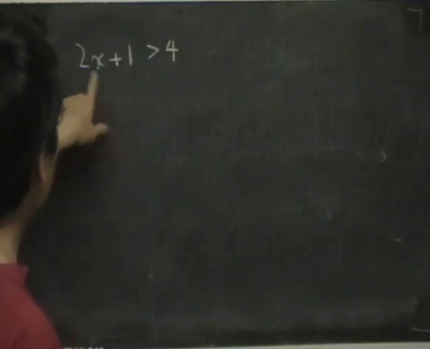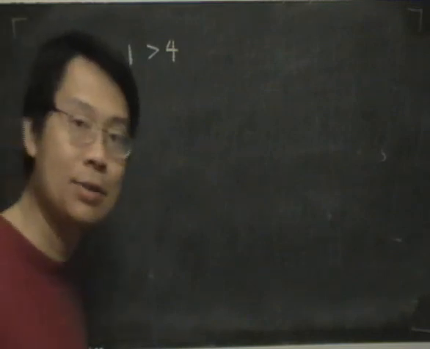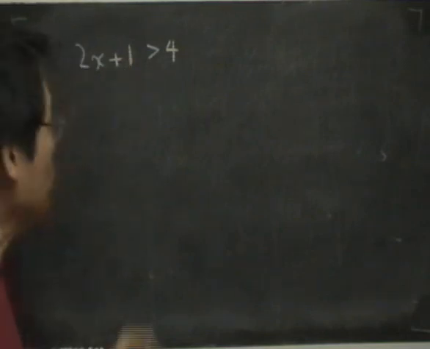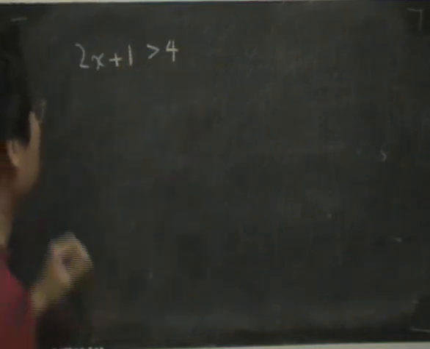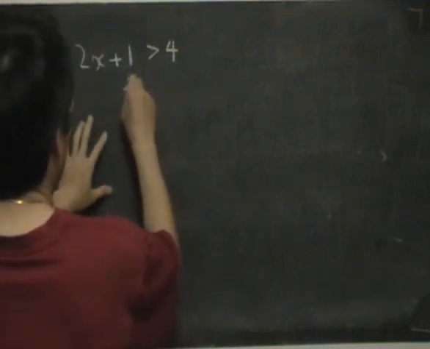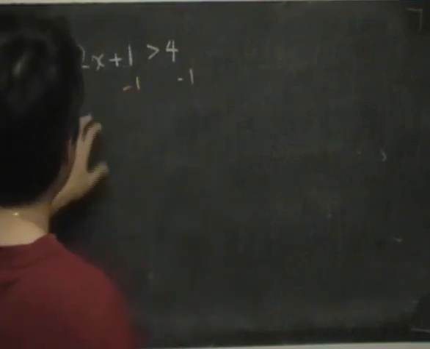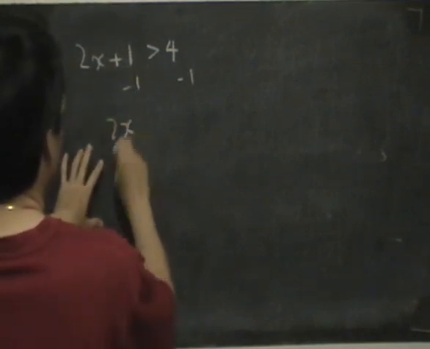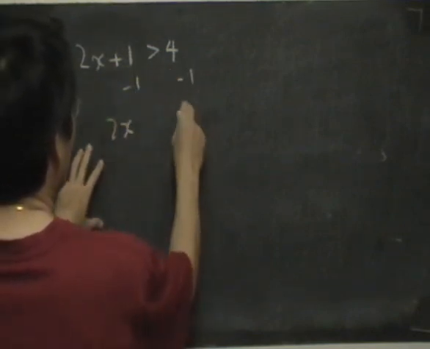Now first of all, I have 2x plus 1 to the left. I would want to get rid of the 1. And I can do that if I subtract 1 from both sides. So let me write a minus 1 there and a minus 1 there. So 2x plus 1 minus 1 would be 2x. 4 minus 1 is 3.